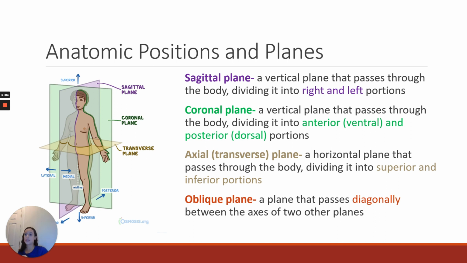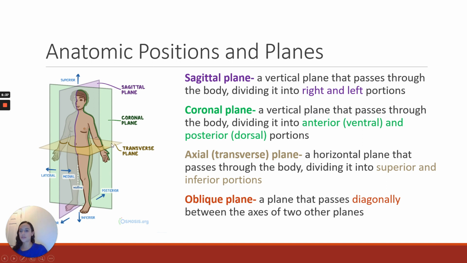So the sagittal plane in this image is the purple line that's dividing the patient between the right and the left portions. The coronal plane in this image is the green. It's a vertical plane that passes through the body, and it divides it into the anterior, or the front, and the posterior portions. The other way of saying it is ventral: the anterior is the ventral and the posterior is the dorsal. Anterior is the front, posterior is the back.